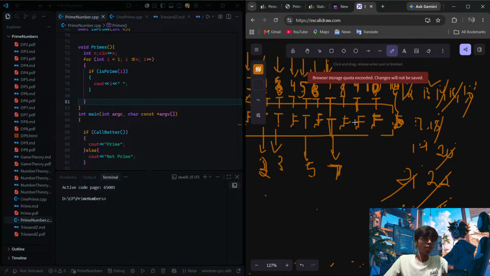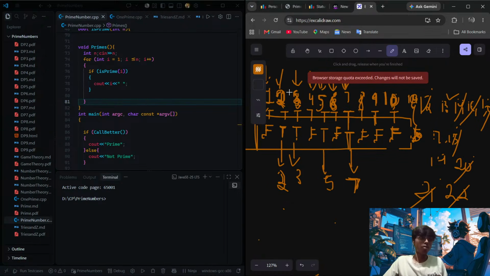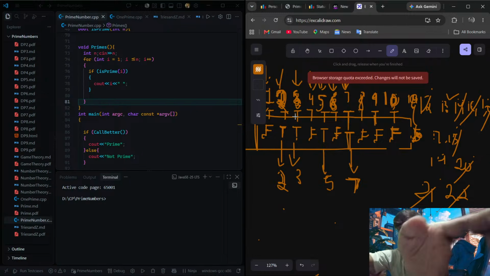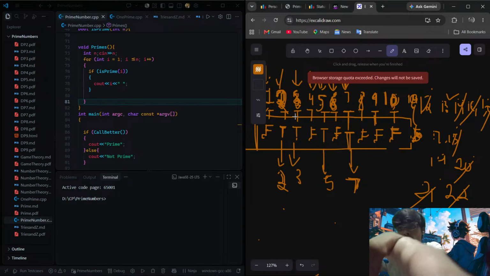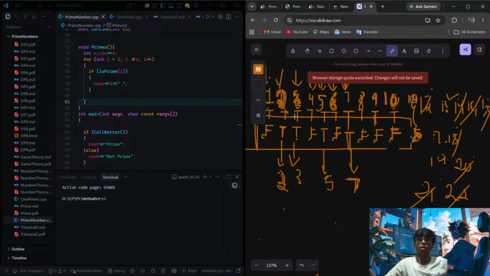Okay, so one thing that I understand here is that for 2 I have to start from 4. That means I will put my first cut on 4. For 3, I know that I have to jump to 6, but 6 is already cut by 2. So I will start it from 9, right? I will start it from 9.